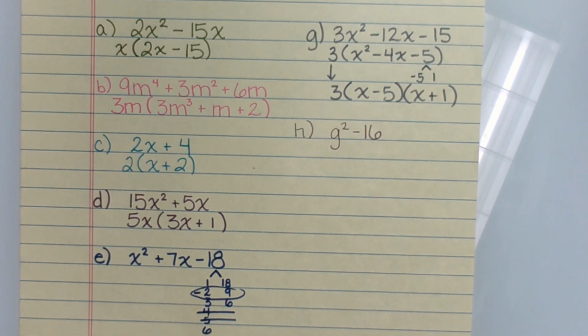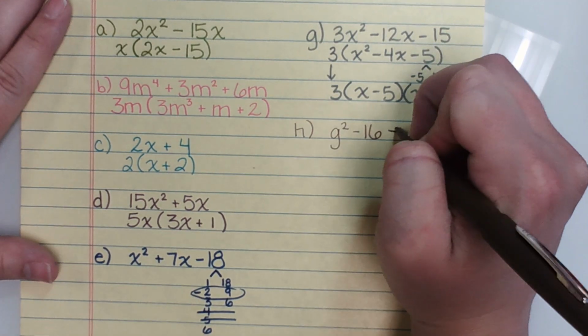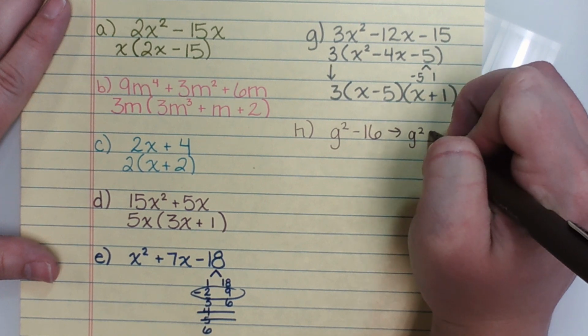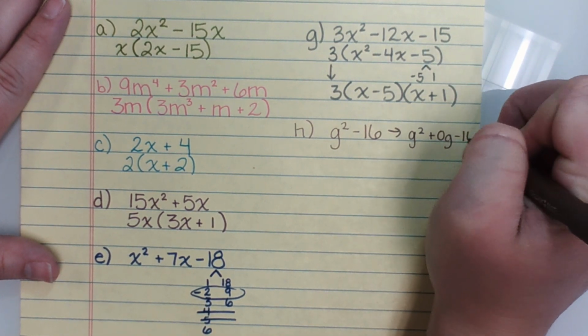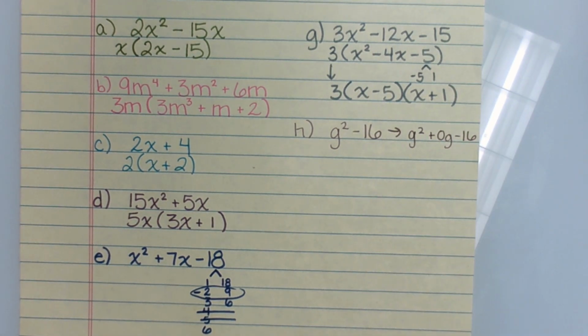And I can treat it like this, like this part of it, because the constant is -16. I'm looking for 2 things that multiply to -16, but when I add them, I get 0, because there's 0 regular g problems involved. I can treat it like this. Or I can recognize that it is a difference of perfect squares.